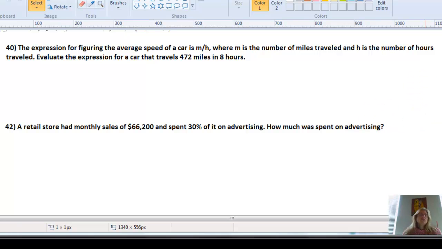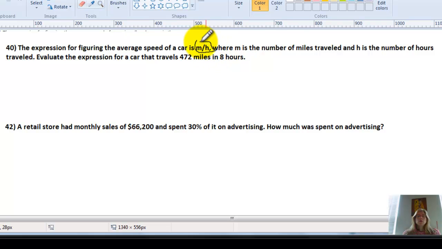Alright, this is 40 and 42. I will do 41 separately. So the expression for figuring the average speed of a car is miles per hour. That's what the slash means, and that also indicates division. So that's really your math.